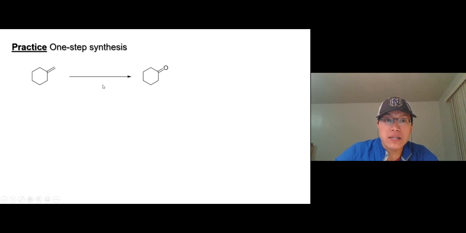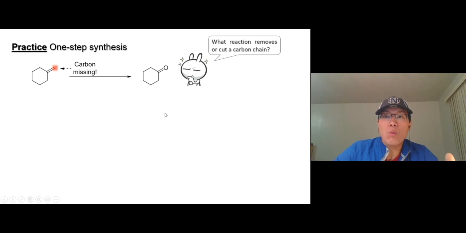Analyze the starting material and the product. Can you see that the number of carbons are different? Carbons on the left side, so 6 and 7. On the right side, just 6. So a carbon is missing. What reaction removes or cuts a carbon chain? There's only one. Ozonolysis, right? Ozonolysis is to cut the bond.